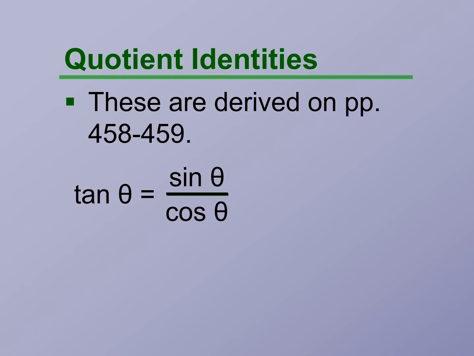So you'll need to know that tangent can be rewritten as sine over cosine, and sine over cosine can be rewritten as tangent. And then likewise, because cotangent is reciprocal of tangent, then cotangent can then be rewritten as a reciprocal, cosine over sine.